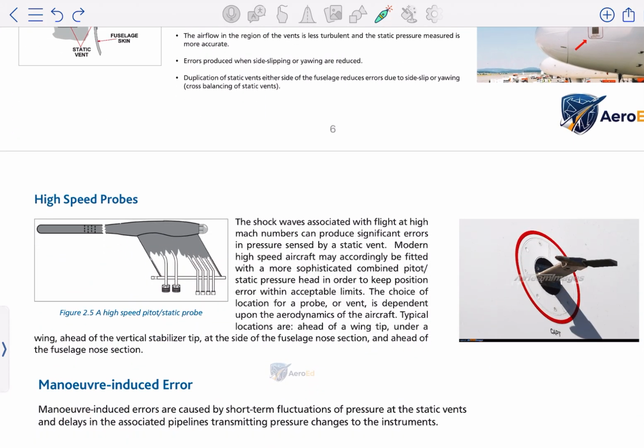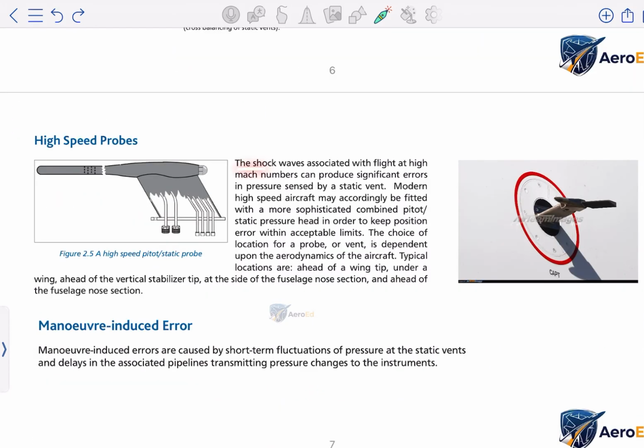Next is high speed probes. The shock waves associated with flights at high Mach numbers can produce significant errors in pressure sensed by a static vent. Modern high-speed aircraft may accordingly be fitted with a more sophisticated combined pitot-static pressure head in order to keep position error within acceptable limits. The choice of location for a probe or vent is dependent upon the aerodynamics of the aircraft.